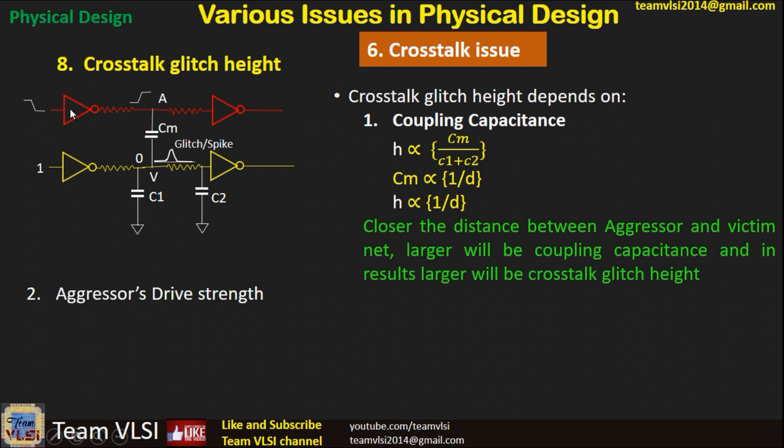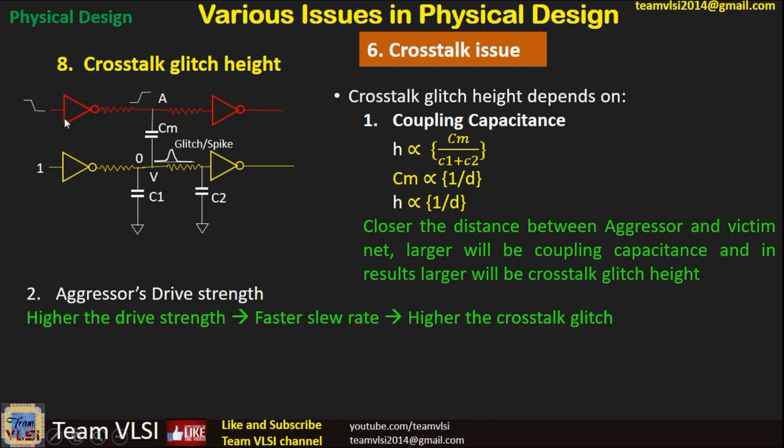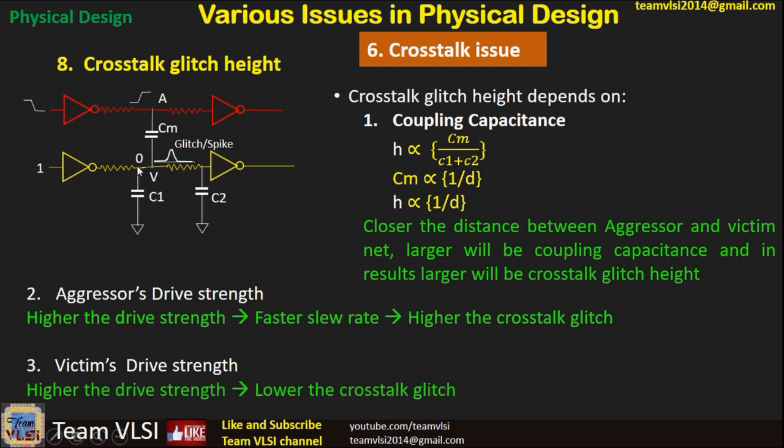This is the aggressor and its drive strength. If the drive strength is higher, the slew of this transistor will be lesser, and it will switch very fast, and it will cause a faster slew rate, and ultimately a higher crosstalk glitch will occur. Factor 3 is the victim's drive strength, the drive strength of this logic. If the victim's drive strength is high, it is not easy to change its value. If this logic has high drive strength, it will be difficult to change the value. So the higher the drive strength, the lower the crosstalk glitch.